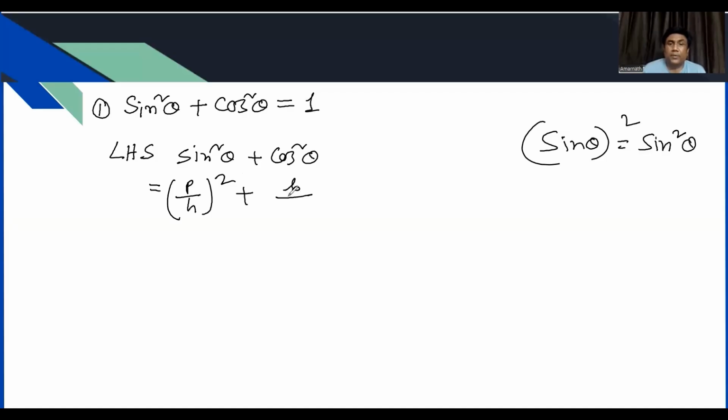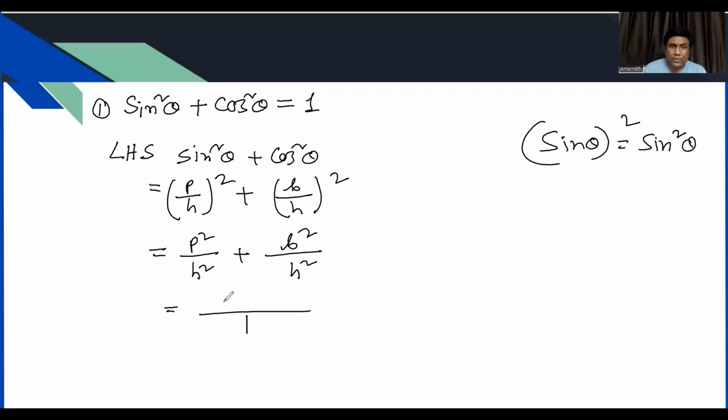Base by hypotenuse whole square. Okay. So now you see it is nothing but p square by h square, plus b square by h square. So now if you take the LCM h square, it will be p square plus b square. But you know that p square plus b square is nothing but h square.